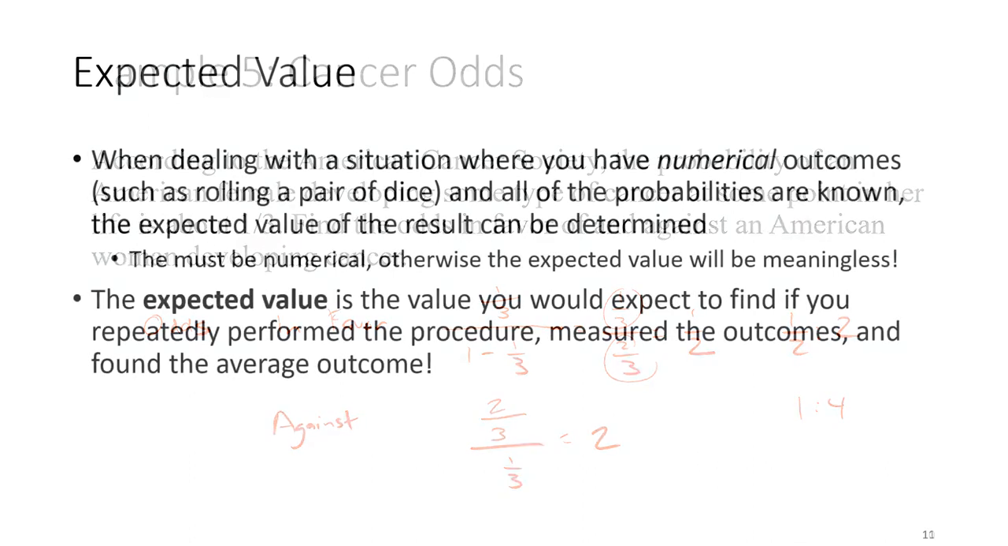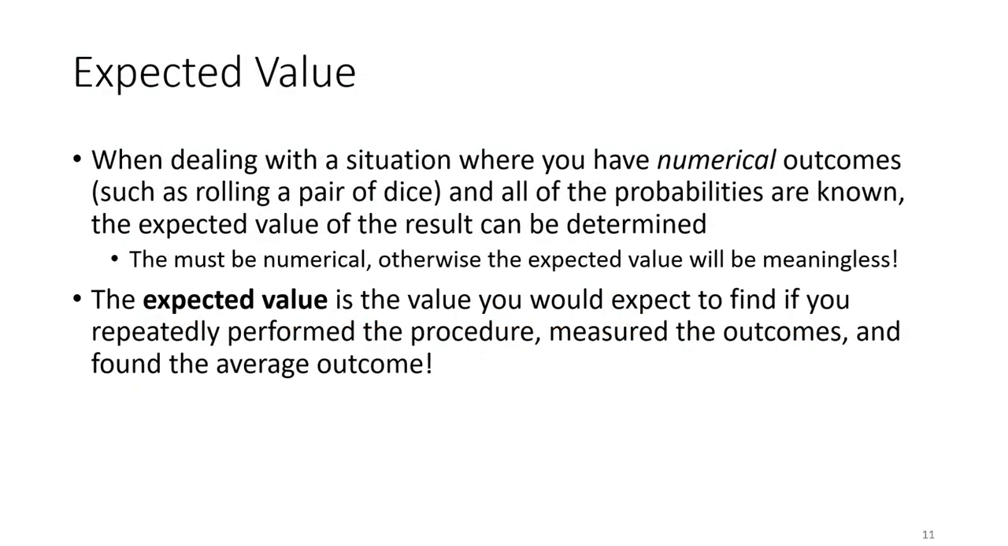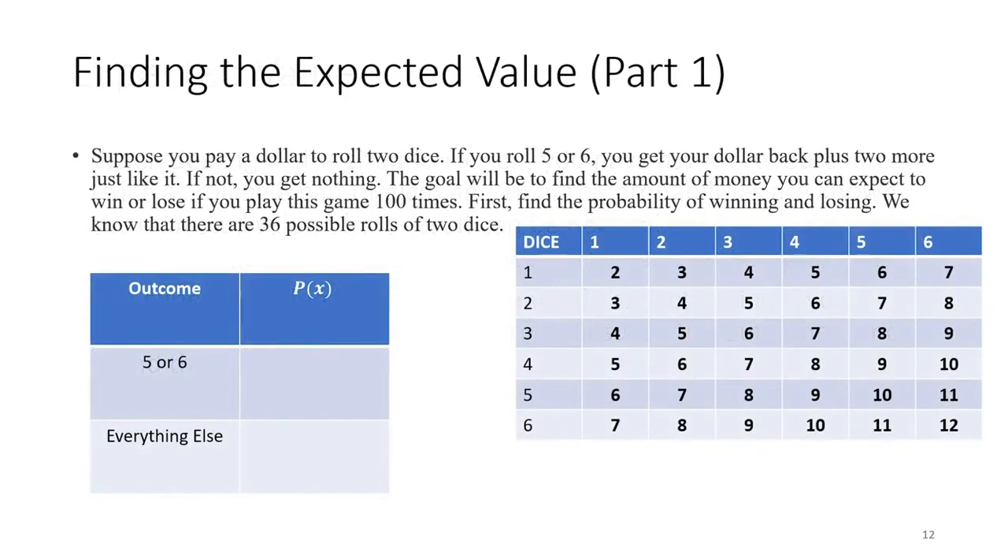So if we're dealing with a situation where we have some type of numerical outcome, such as rolling a pair of dice and adding up the numbers, and we know all of the probabilities of that situation, we can determine the expected value of what we might expect from just a random result. The expected value is what you would expect to find if you were to repeatedly perform the procedure, measure the outcomes, and then essentially find the average outcome. We can only find the expected value with data that are numerical, because there's no way to find the average of a category. So let's see if we can find the expected value when we play a dice game.